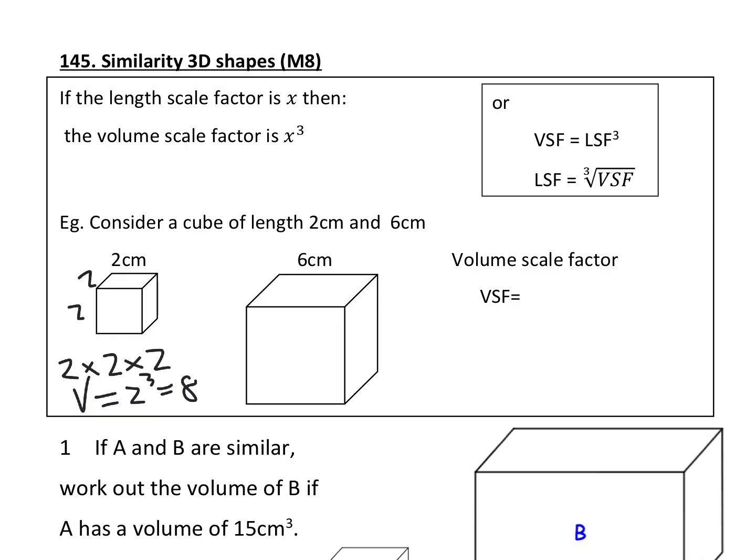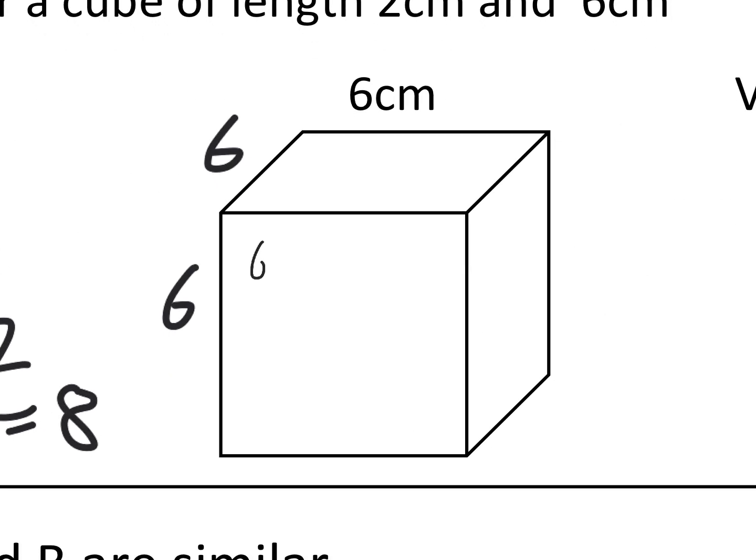And then let's consider the cube that has a length of 6. That would be 6 by 6 by 6. Let's work that out. 6 by 6 by 6 is 216, and that is 6 cubed. So that's the volume.